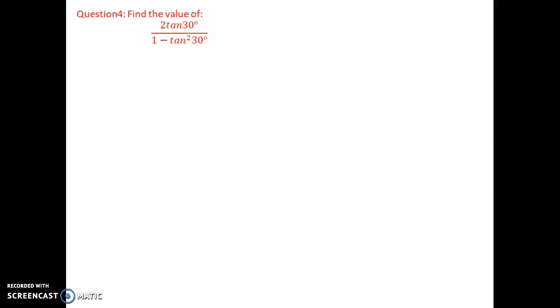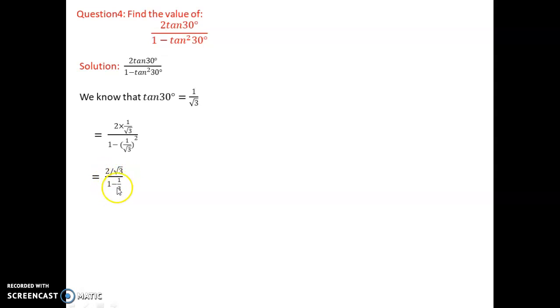Let's see some more problems. Tan 30, we simply take the given expression and put the value here. Tan 30 will be 1 by root 3, so 2 into 1 by root 3, divided by 1 minus 1 by root 3 whole square. On squaring 1 by root 3 we get 1 by 3.